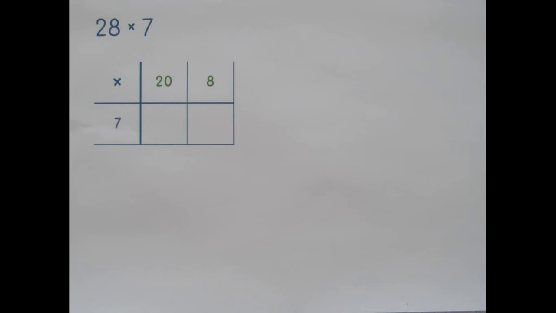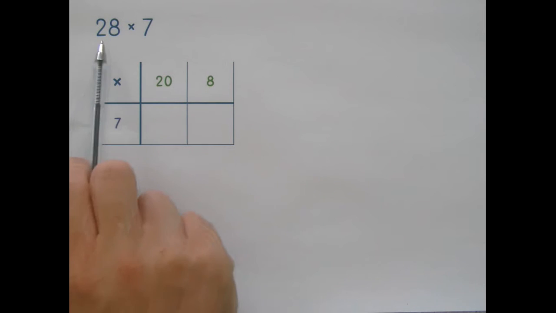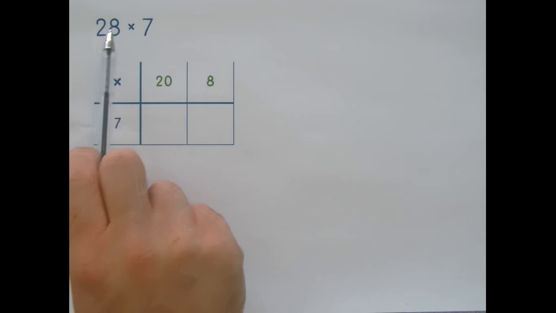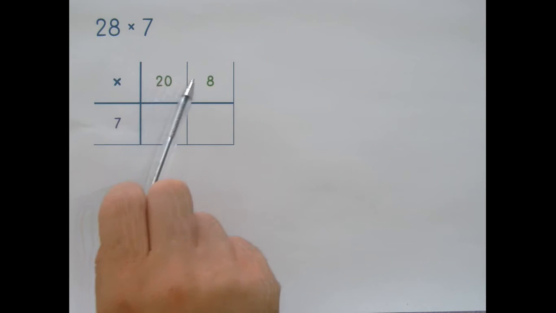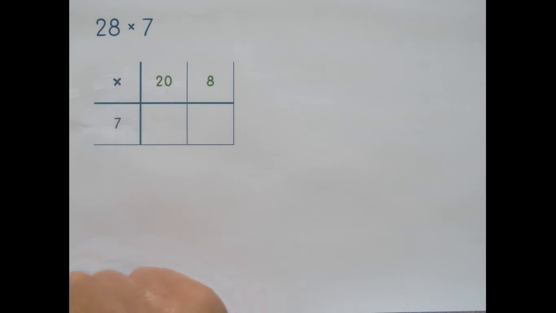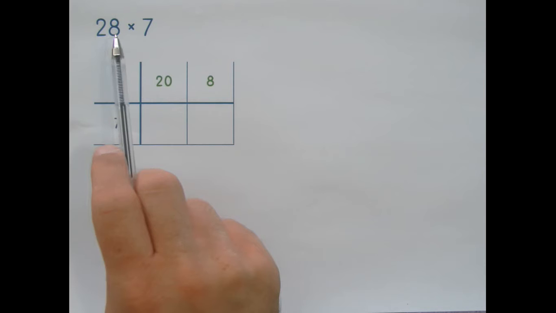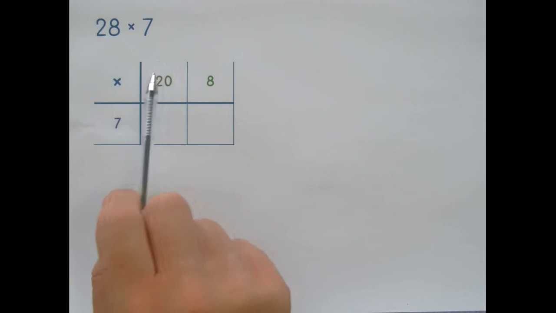Okay, so when we want to multiply a two-digit number by a single-digit number such as this, we could use the box method, and we do that by simply partitioning the number, right? So in this case, 28 can be written as 20 and 8. What I mean by partition, we're breaking it up in terms of its tens and units. So we've got 2 tens, 8 units. We could write the number as 20 and 8.